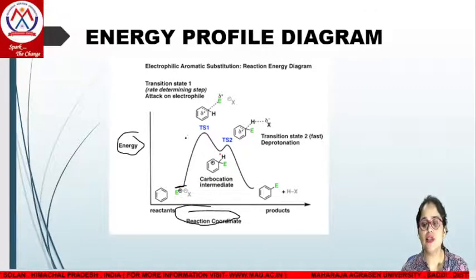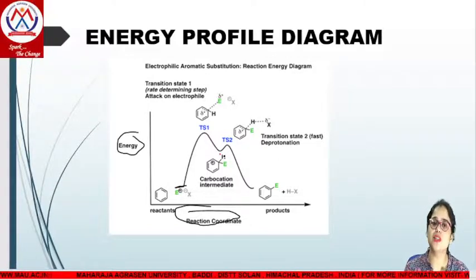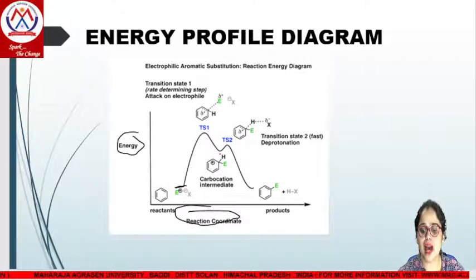And then this transition state 1 is further going to change into the carbocation intermediate or the Wheland intermediate, which we just discussed. Then this intermediate is again going to transform into the transition state 2. In the transition state 2, we can see that the bond of carbon and electrophile has formed completely, but the bond of carbon and hydrogen is weakening, right? So that we have shown with a lengthened C-H bond. And ultimately, this transition state is going to give us the final product, which is the electrophile substituted benzene ring. So this is the energy profile diagram of aromatic electrophilic substitution.